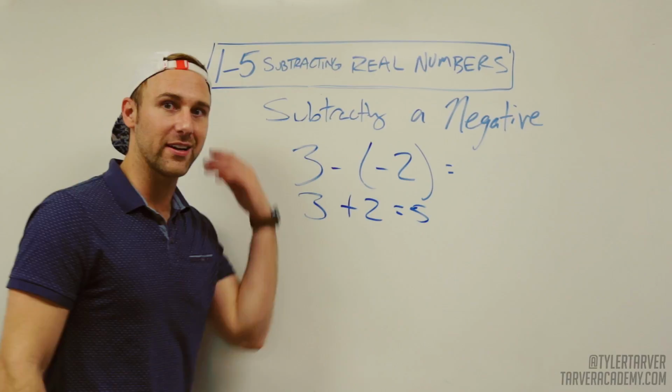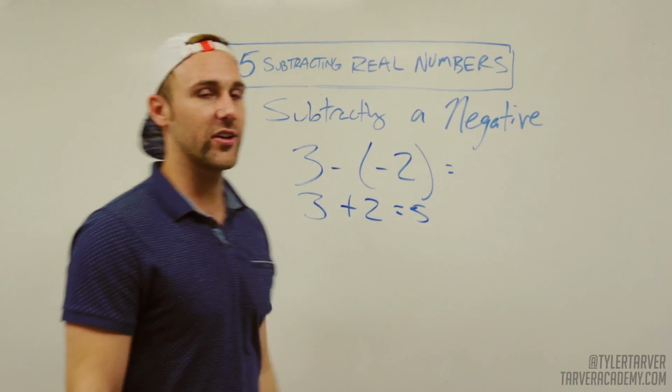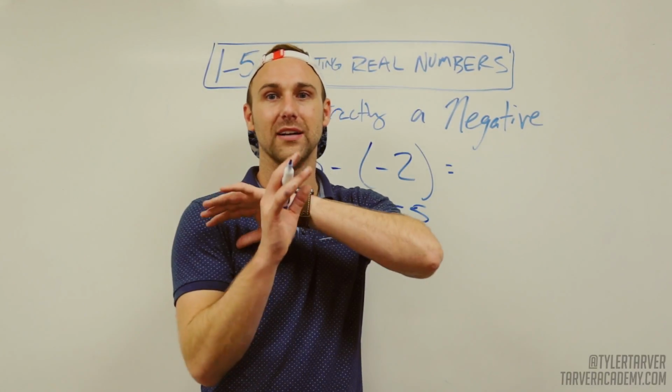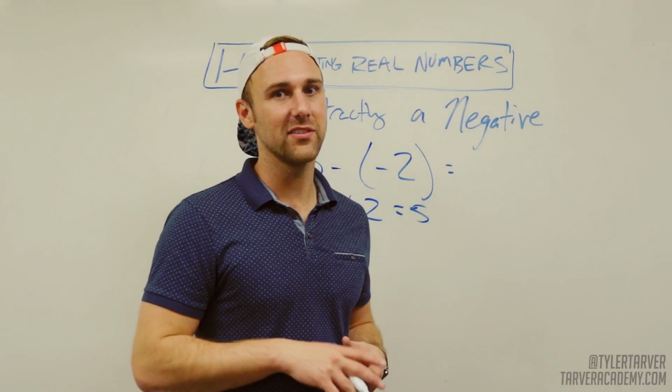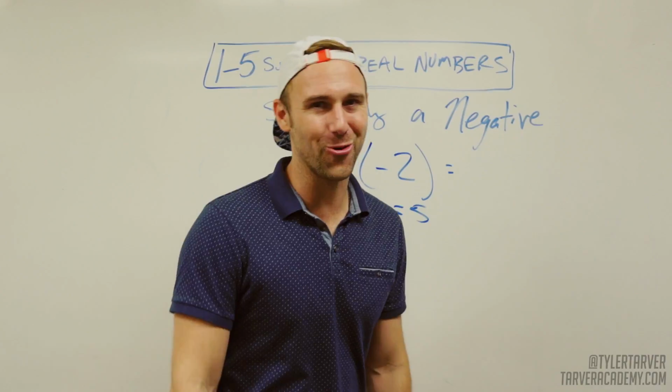Don't believe me? Put it in a calculator. 3 minus negative 2. Minus, positive. Same thing works with multiplying negatives. You multiply 2 negatives, it's going to be a positive number. Two wrongs make a right.